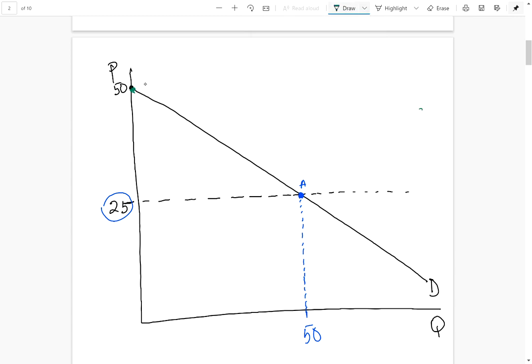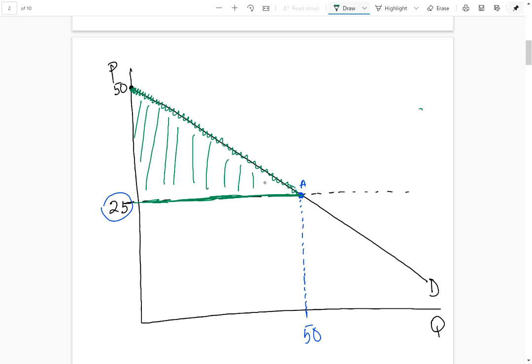All right, so at this point here, we see the difference between what the consumer is willing and able to pay, so we go along this demand curve all the way to point A. So for every single unit that is sold along this demand curve, at this price of 25, people are willing to pay $50 and less as we go down. But they only had to pay $25, which means that this entire area here, this triangle, is our consumer surplus.